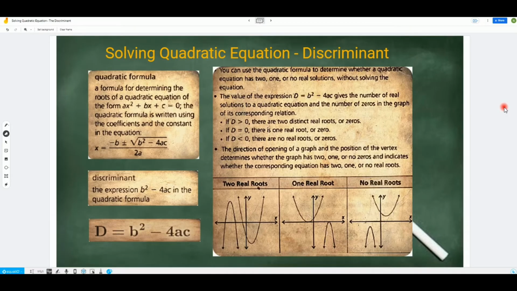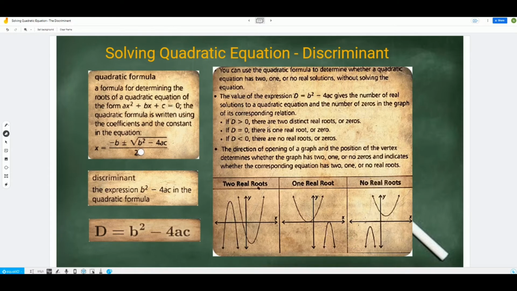In this video, I'm going to talk about one of the most important concepts, the discriminant, when solving quadratic equations. Last video, we talked about how to develop the quadratic formula and how to use it. This is the quadratic formula: x equals negative b plus or minus the square root of b squared minus 4ac, divided by 2a. And a, b, c are the coefficients and constant of the quadratic equation.